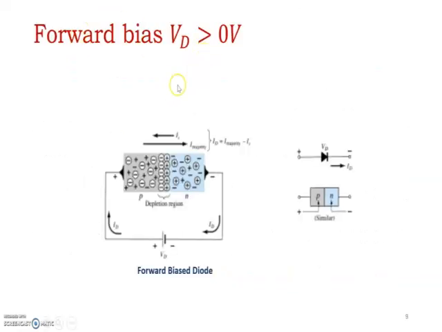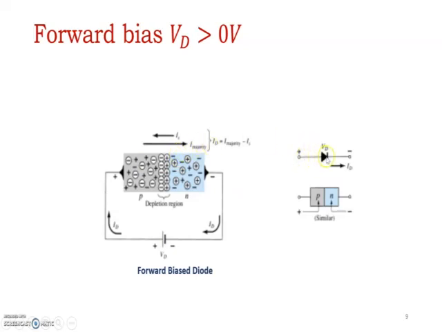Look at the third case, we are going to forward bias. What is forward bias? I am going to connect P to the positive, N to the negative. So what happens? The majority carriers, holes, that is positive, will be attracted towards the minus terminal. Similarly, the electrons which are majority in the N will be attracted towards the positive terminal. So they can flow. The holes will flow through the junction and enter the negative terminal. This current is called majority current.